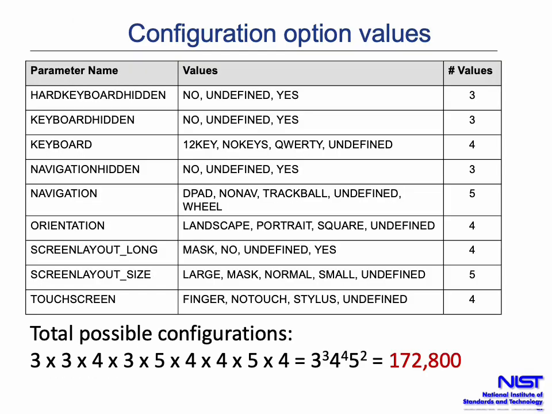So if we start combining these settings, then we could have something that looks like this. Whether the hard keyboard is hidden: yes, no, or undefined, 3 possible settings. Keyboard settings, different types, might be 4. And putting these all together results in a total of nearly 173,000 possible configurations. That's obviously far more than we want to test, so we'll want to use a covering array to take smaller combinations, not trying to do them exhaustively, but covering, say, 3- to 4-way combinations of these settings.